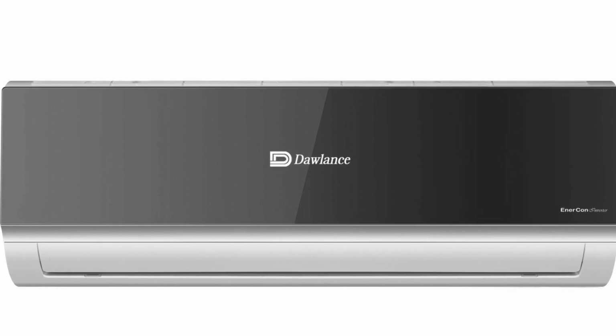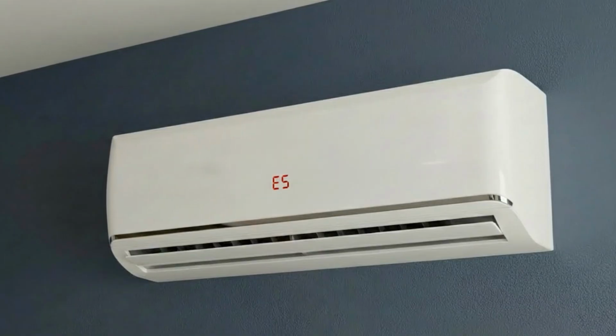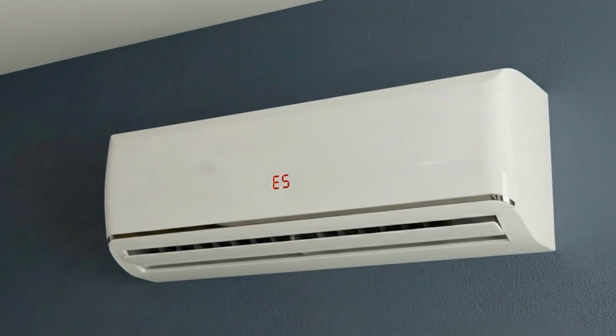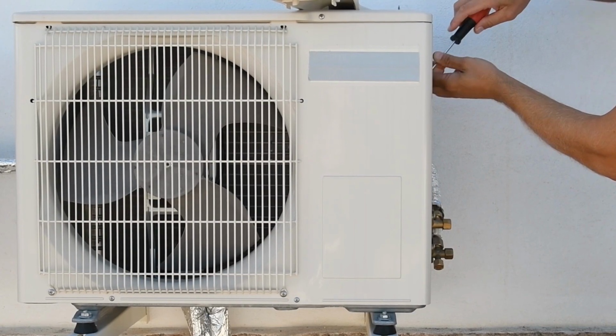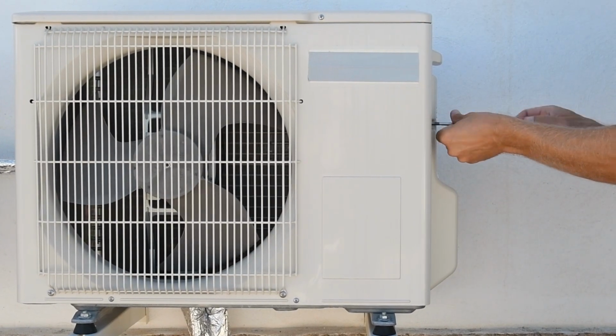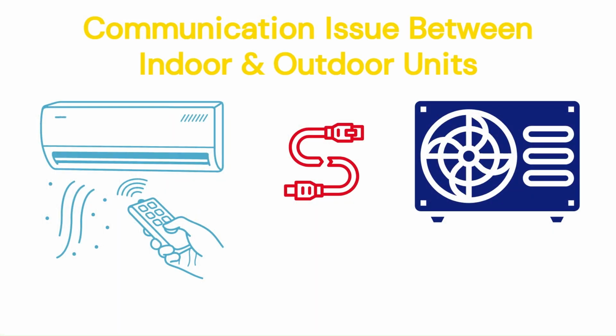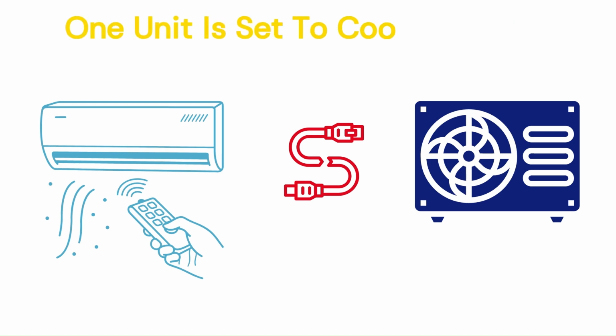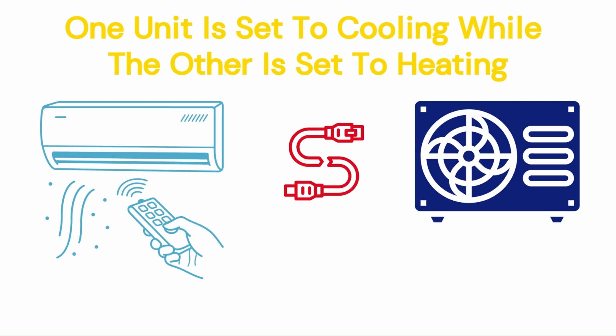Is your Dawlance AC flashing E5 error or 5E error and not starting? Here's what it means and how to fix it. On Dawlance air conditioners, E5 usually means the indoor and outdoor units are not communicating properly. Think of it like they stopped talking to each other.